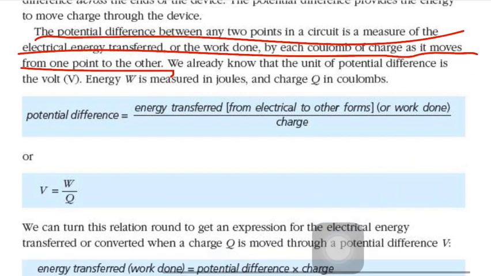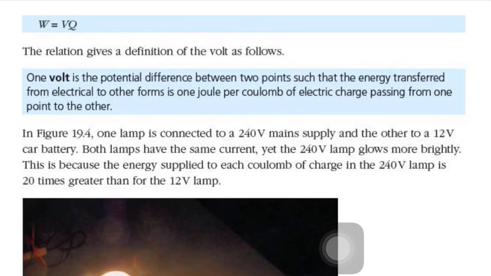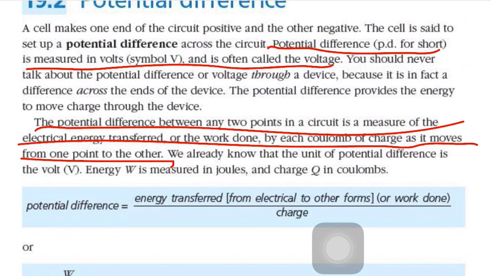It is not the same thing as defining 1 volt. When you are defining 1 volt, you have to mention that between 2 points, the energy transferred from electrical to other forms is 1 joule per coulomb. So they are two different things, defining 1 volt and defining potential difference, or aka voltage. They are not the same thing.